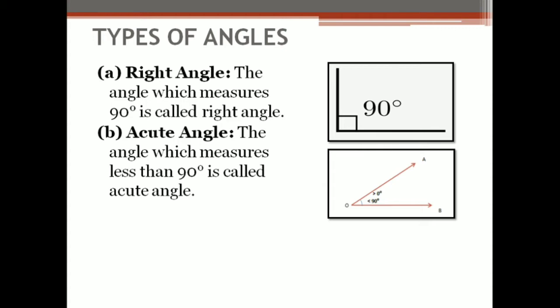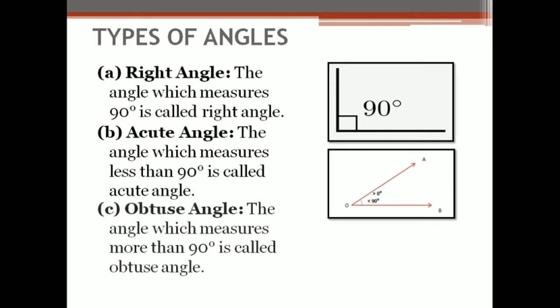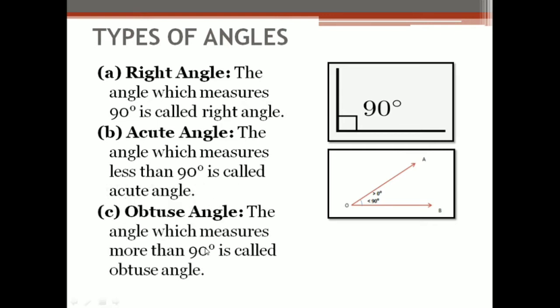And the third and the last angle is obtuse angle. Let's see what are obtuse angles. The angle which measures more than 90 degree is called obtuse angle.